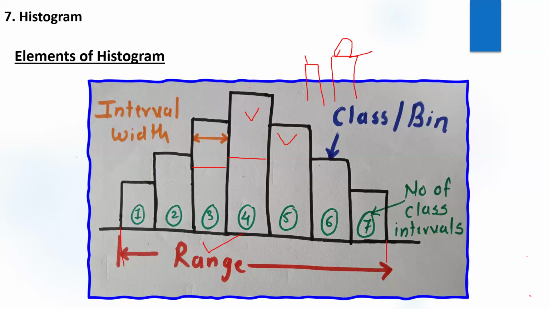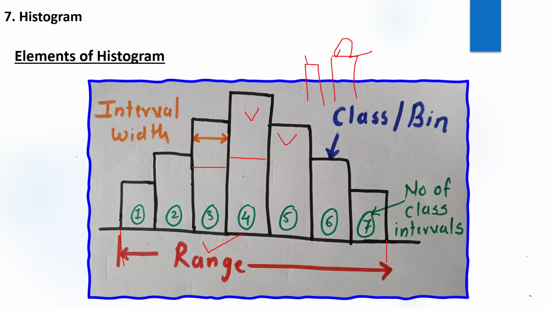So what is frequency? Frequency means the value here. Suppose this is 8, 6, 5. This is called frequency. So there are four terminologies or elements of histogram. Range is clear. These are called classes or bins. This is called interval width, and these are called intervals, number of class intervals. So there are 1, 2, 3, 4, 5, 6, 7 class intervals. So in this chart, there are 7 class intervals. This is the range, maximum minus minimum. This is interval width, and this is the class bin.